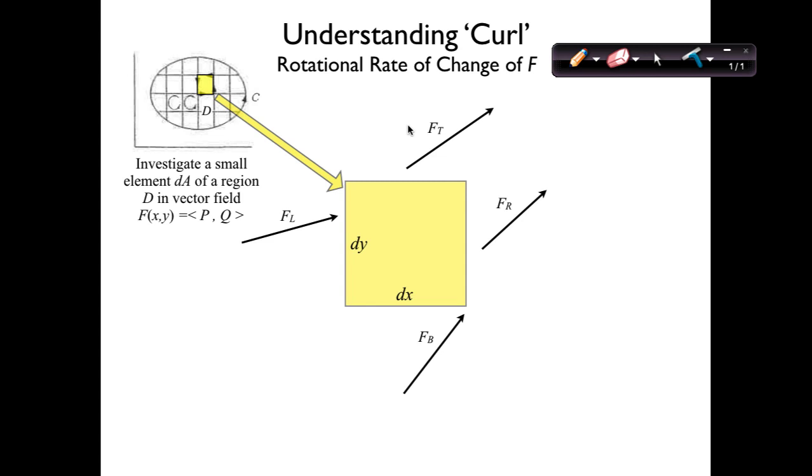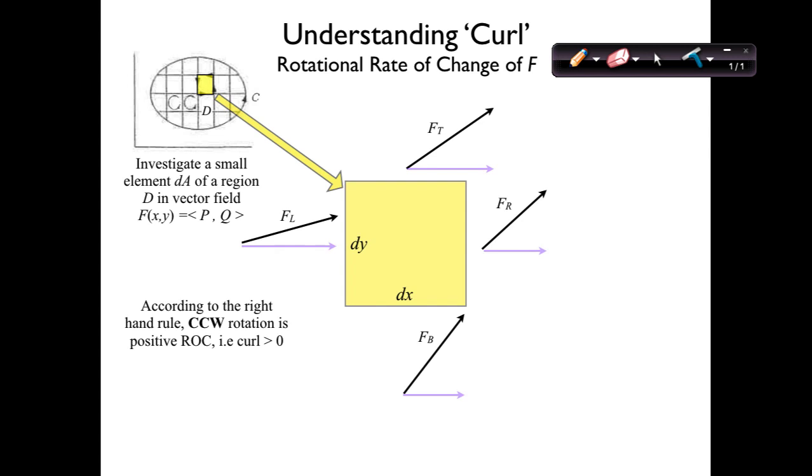Okay, so according to the right-hand rule, counterclockwise rotation is positive. That's what makes curl greater than 0. Counterclockwise rotation makes curl greater than 0. So here are the components. Here are the horizontal components of those four vectors. Those are the P's, the horizontal components in the direction of x. And then we've got the vertical components. Those are the Q's, in the direction of y. So I'm breaking up those four vectors into their components, P and Q. Does that make sense?